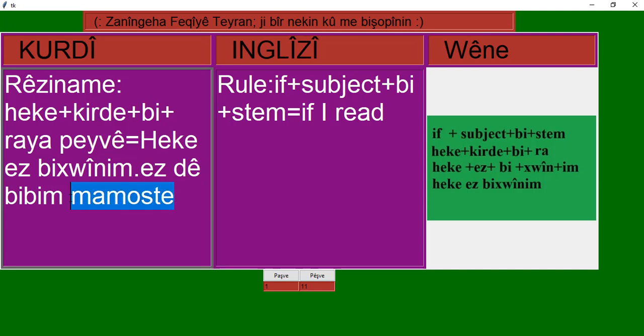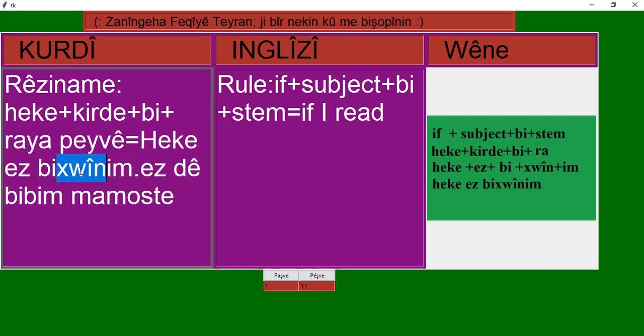So this rule is to create these parts. After that, we already use future tense, as the mamoste. This is for if statements, as I said. Okay, that is our rule. And in here we are also talking about the same thing. Maybe we should focus on this word more, like khwin. Khwin means it is the stem of reading.